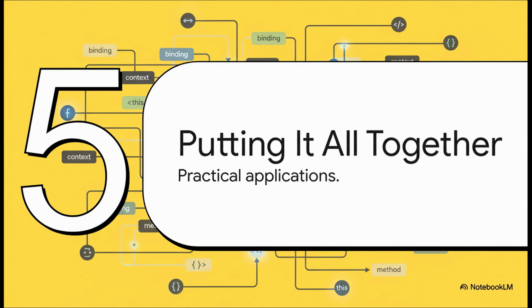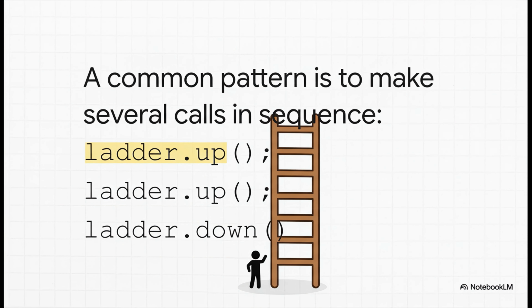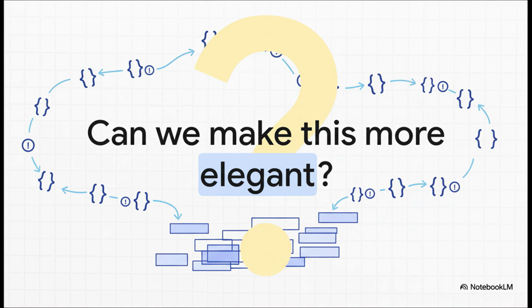Alright, let's bring it all home. We're going to look at a really cool, practical pattern that this enables, and then we'll recap everything we've covered. Picture this. You've got this ladder object and it has methods to go up or down. Calling them one by one like this totally works, but it feels a little clunky, doesn't it? A bit repetitive. But what if we could make it, I don't know, more elegant? Like chain all those calls together into one single smooth line of code.